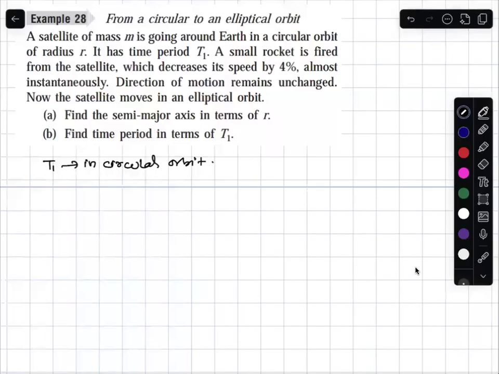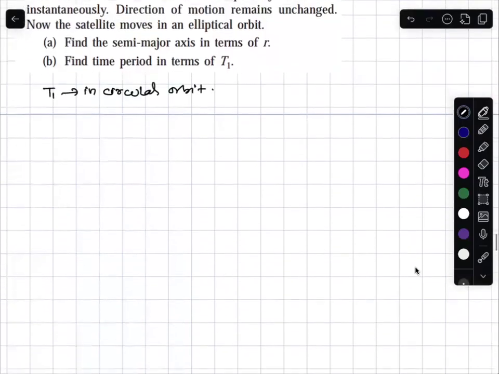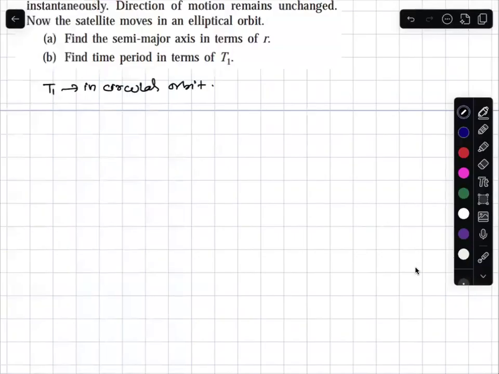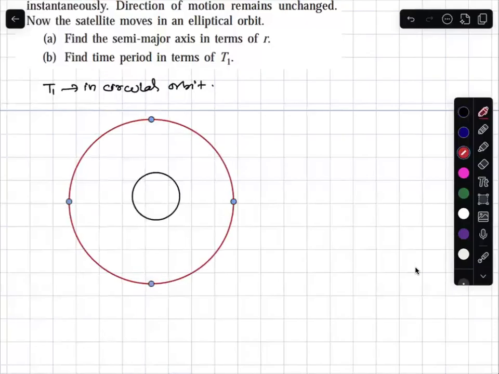The speed V0 becomes 0.96 V0, almost instantaneously. So there is no time lag. The direction of motion remains unchanged. Now the satellite moves in an elliptical orbit because of what you have fired. Find the semi-major axis in terms of R. Find the time period in terms of T1. Now this is the planet. Actually, this is the circular orbit as of now.